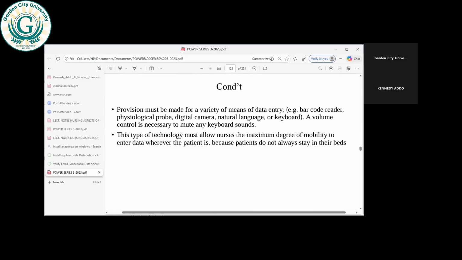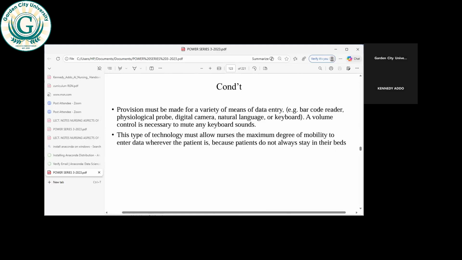Provision must be made for a variety of means of data entry. So barcode reader should also be an integral part of the setup. And then we can also look at digital camera, natural language processing, which will automatically convert textual information into voice. All these are very important.